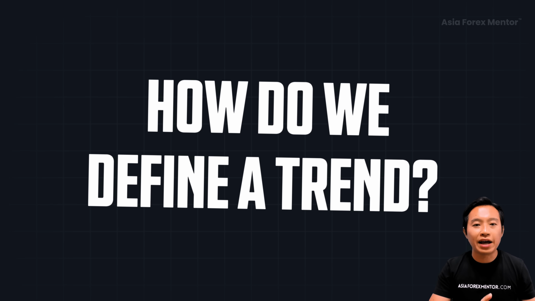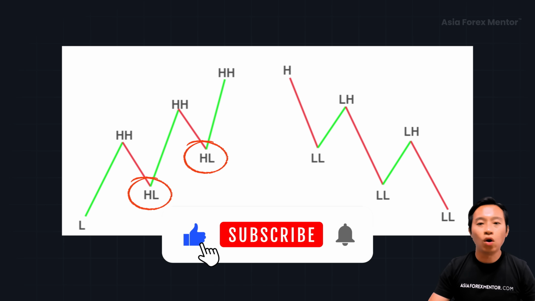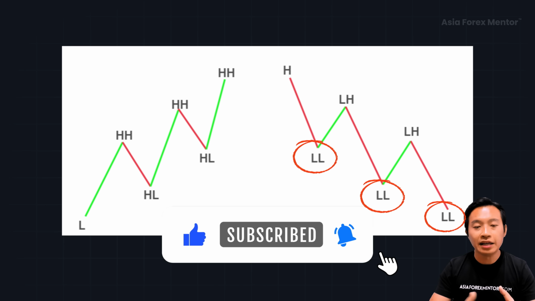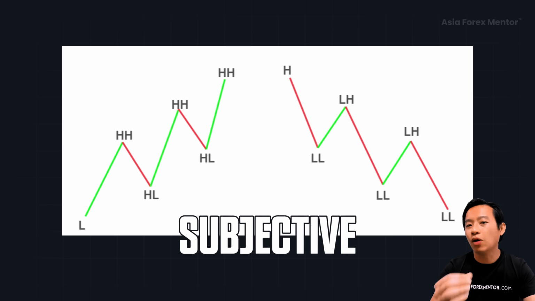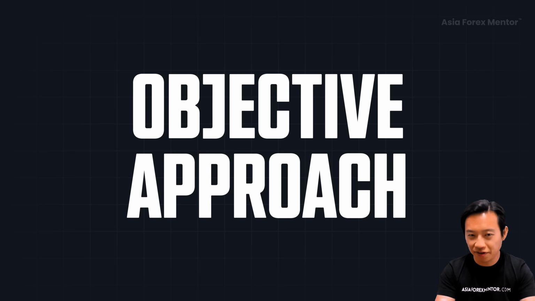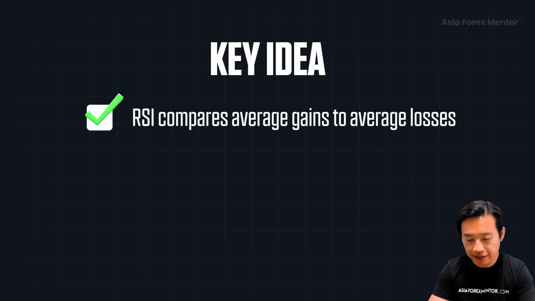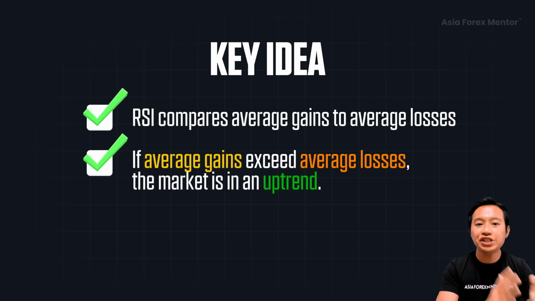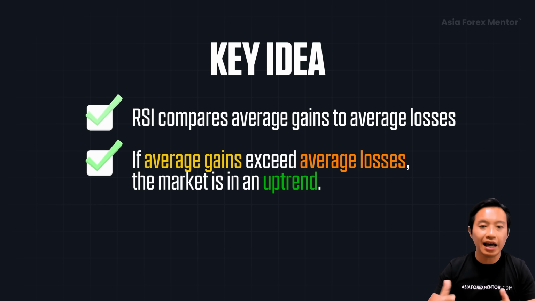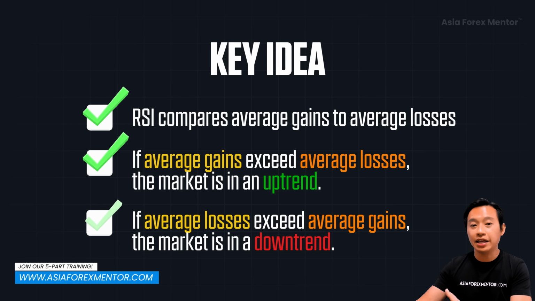A lot of traders rely on concepts, which is good, like higher highs and higher lows, or lower highs and lower lows on the other side, right? But these methods in a way can be subjective. So now I'm going to show you a more objective approach. Here's the thing, the RSI compares the average gains to the average losses. So here's the key, the structure: if the average gains is more than the average losses, the market is in an uptrend. If the average losses is more than the average gains, the market is in a downtrend.